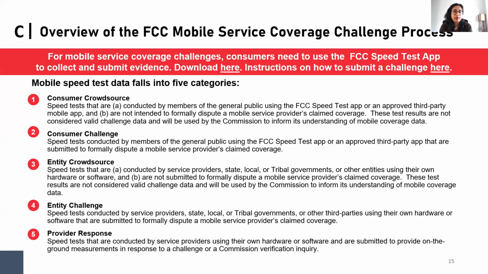So there are again 5 categories. For this, you will essentially have to download the FCC speed test app, which is going to record the speed and directly share it with the FCC to then share it with the provider, and then they can respond to it. There's also an instructions web page on how to go about the challenge process. One important thing to note here is that the FCC requires that these speed tests be done outside the home, so it's either supposed to be outside or in a moving vehicle.